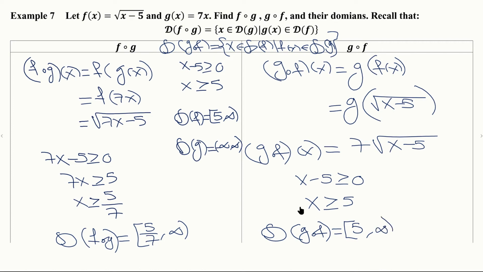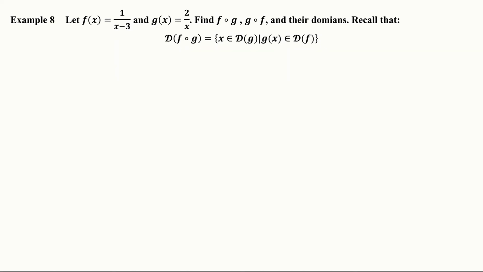All right, so there we have a couple of composition problems. Make sure you can handle these simple problems and we'll proceed. All right, so here we have another problem that we're going to look at. f of x equals 1 over x minus 3 and g of x equals 2 over x. We want to find the compositions in both directions and then their domains. So go ahead and see if you can do this on your own first and then come back.